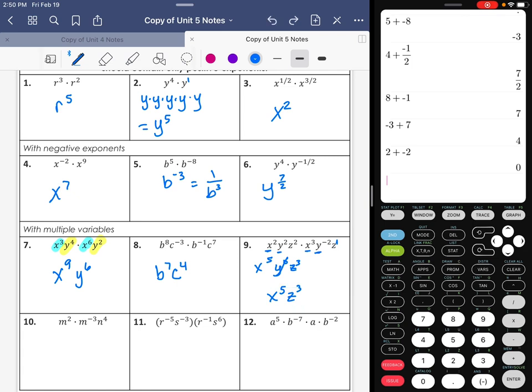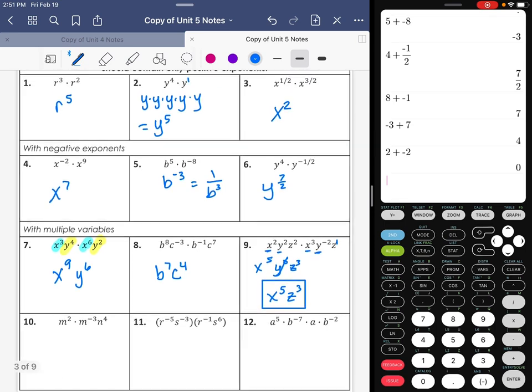I don't like that. That cut off my tops. There we go. Okay, so if you get y to the 0 power or anything to the 0 power, remember that's just a 1.